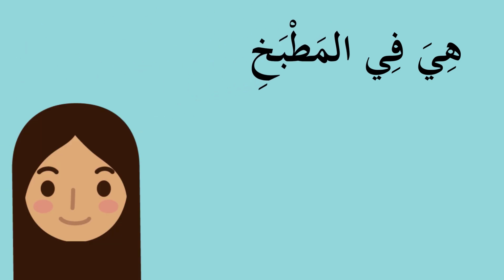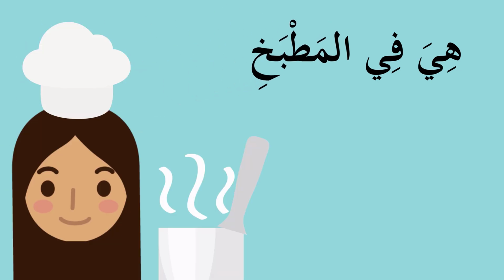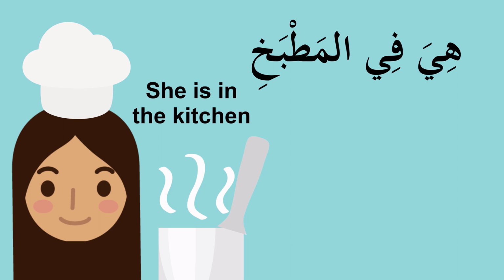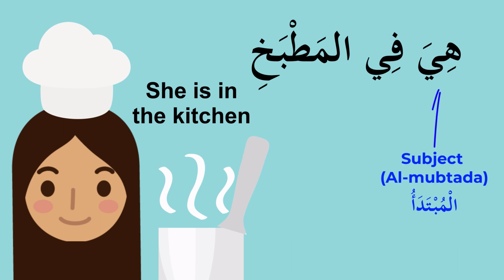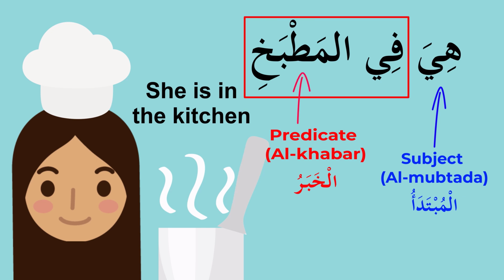Hiya fil matbakhi. What is matbakhi? Kitchen. She is making biryani for us. Hiya fil matbakhi. Okay? Okay, what is hiya, brother? Mubtada. Oh, then, brother, where is the khabar? Fil matbakhi. Jar wa majrur, shibhu jumla khabar. Got the idea? Inshallah.